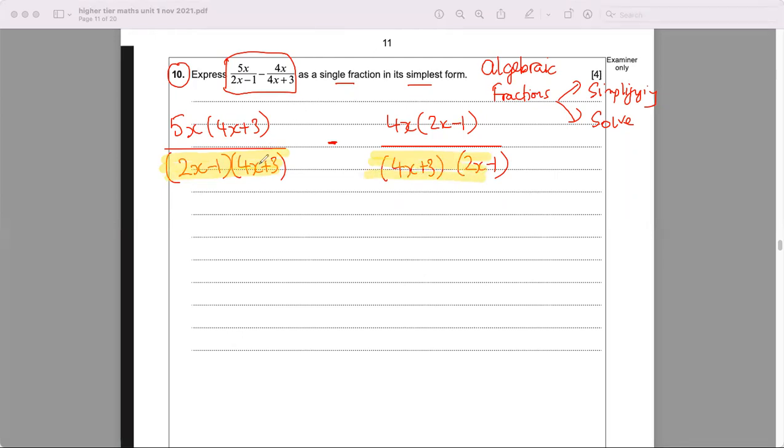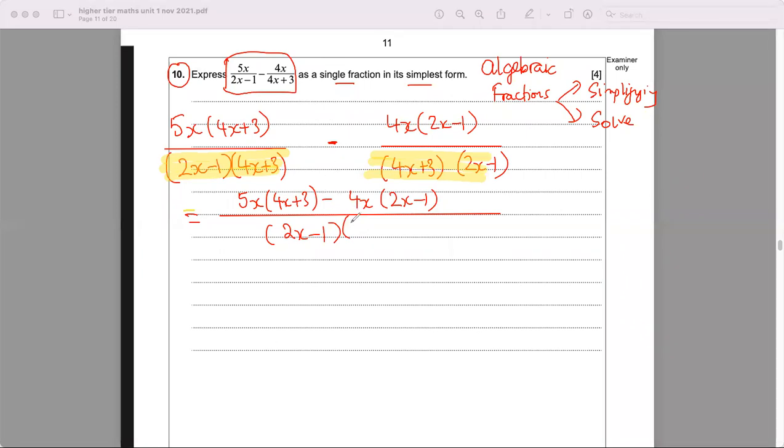It's like 2 times 3 and 3 times 2, they are exactly the same. Now you have a common denominator. All you've got to do next is do the top and put them in a single fraction. So we're going to do 5x times 4x plus 3 minus 4x times 2x minus 1, and put them in a single fraction.